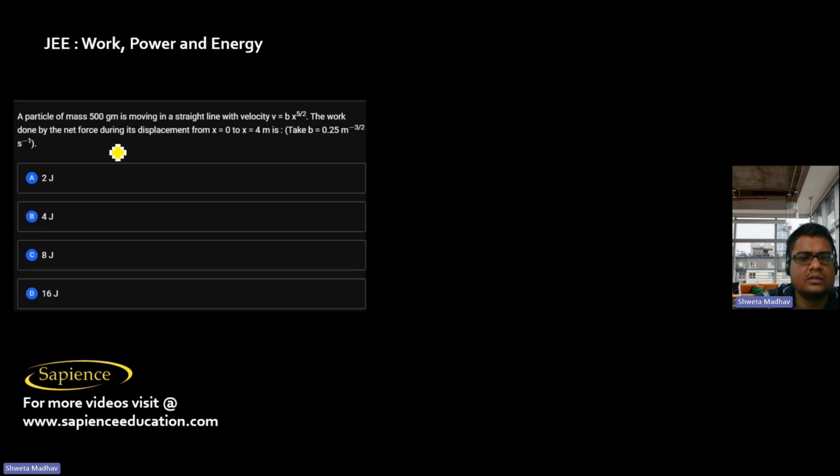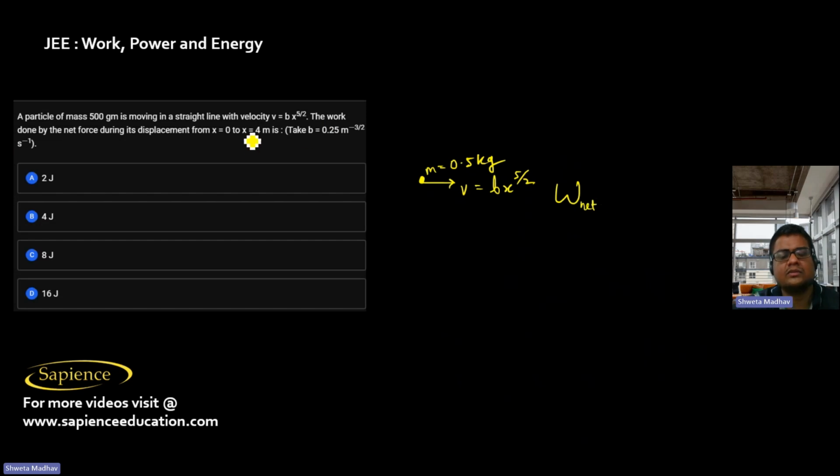And here it is told a particle of mass 500 gram is moving on a straight line. So its mass is 0.5 kg. It is moving with a velocity v, which is b x power 5 by 2. The work done by the net force during its displacement from x equal to 0 to x equal to 4 meter is. So we know work done by net force equals change in kinetic energy, according to the work energy theorem.